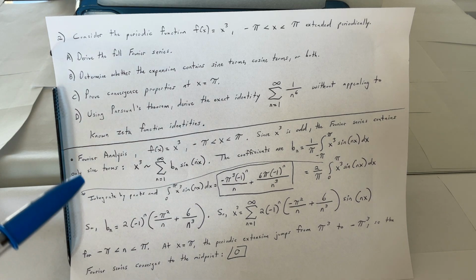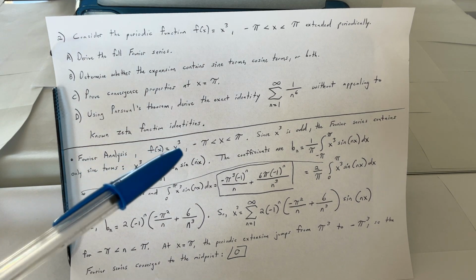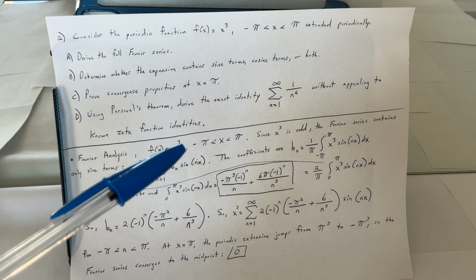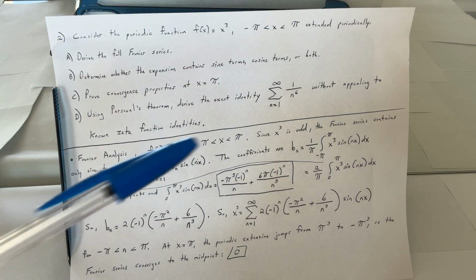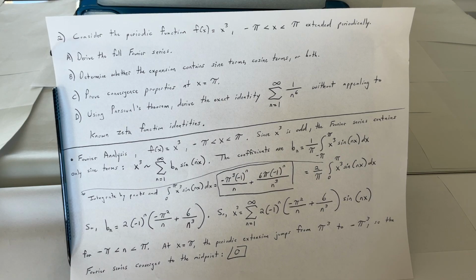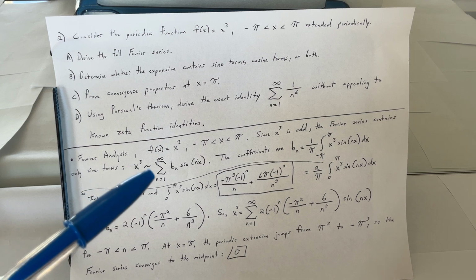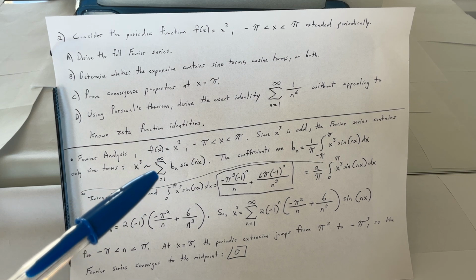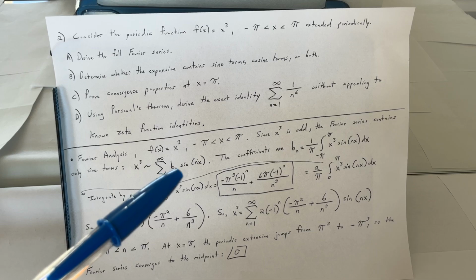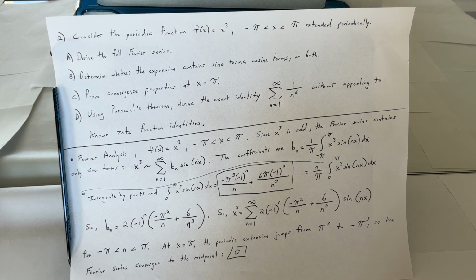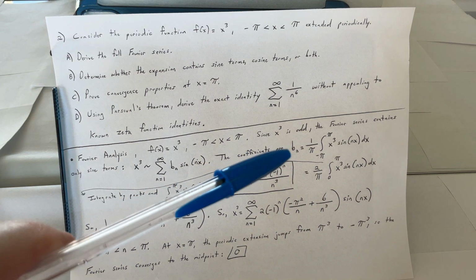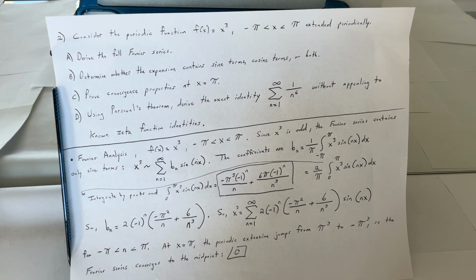So, Fourier analysis: f of x equals x cubed, interval negative pi less than x less than pi. Since x cubed is odd, the Fourier series contains only sine terms. So x cubed is asymptotic to the sum n equals 1 to infinity of b sub n sine of nx. So our coefficients here are going to be b sub n equals 1 over pi times the integral from negative pi to pi of x cubed sine of nx dx.